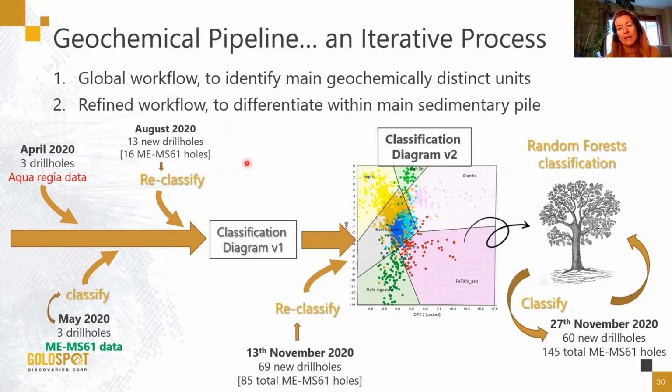So broadly, the geochemical workflow can be divided into 2 steps. The first step, which I was calling the global workflow, is to identify the main geochemically distinct units. And the second step is what I call the refined workflow, which has a separate dimension reduction step, which was UMAP in this case, followed by a clustering analysis, and that was to differentiate within the main sedimentary pile.